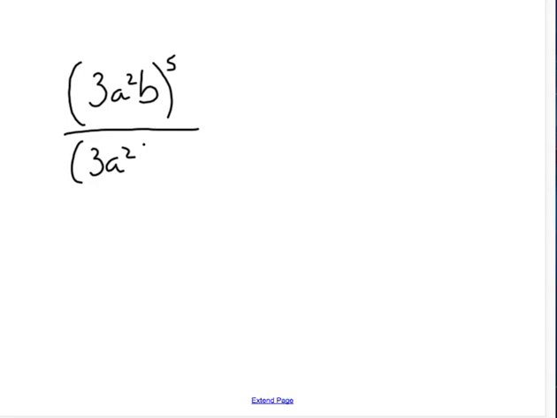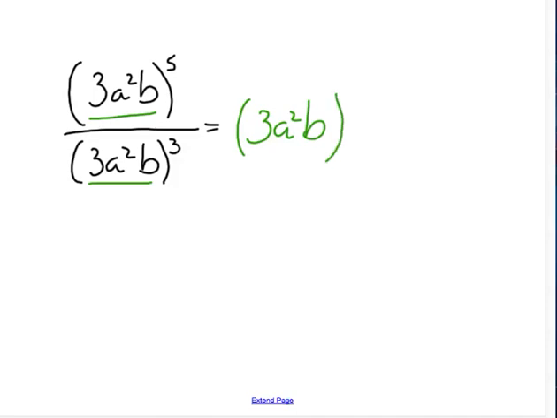And let's try one more example. This one's a little tricky, but I'm looking to see if you can kind of read between the lines here. 3a squared b to the 5th over 3a squared b to the 3rd. Those of you who are really scrappy, and that's a good thing, are going to notice that these expressions are identical. So your answer can just be 3a squared b, and if I expanded them all out, to the 2nd power. Again, ask yourself what your algorithm is.